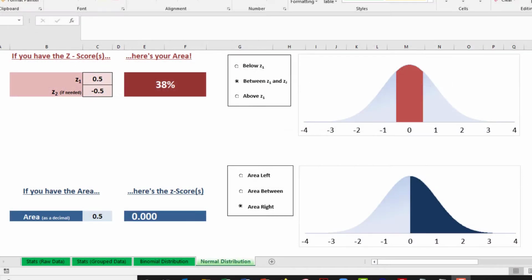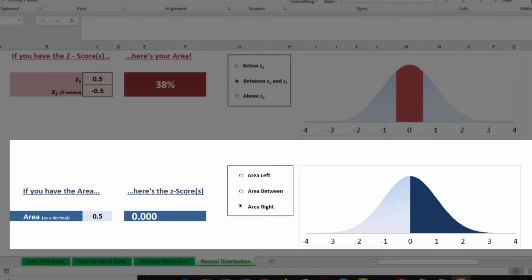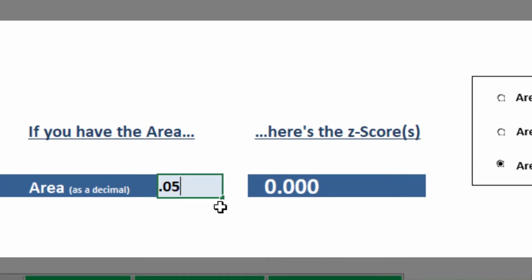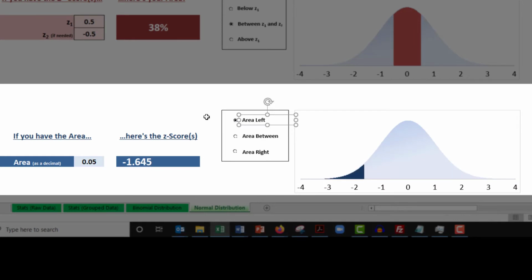Okay, friends, we're back in our Excel calculator, which is going to do the heavy lifting for us. We just got to figure out whether we're at the top or the bottom. And hopefully you recognize we're in the bottom. We have the area. We need to cut off those shortest 5%. So I'm going to change my area to 5%. And I'm going to do area left, because those are the babies. Those are the preemies right there.